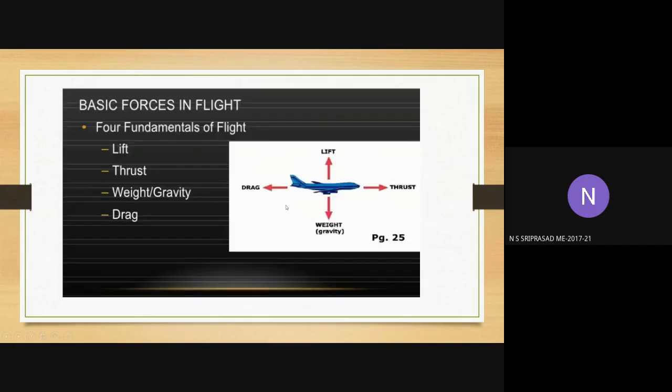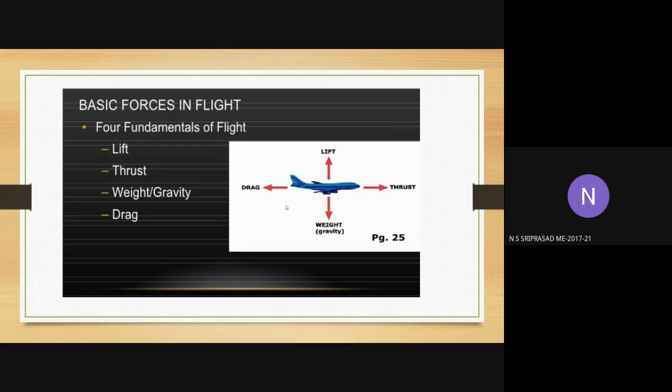Carrying on, we have the basic 4 forces in flight, that is lift, thrust, weight, and drag. So lift is the upward acting force, weight is downwards acting. Thrust is the force that pushes your vehicle forward. It's similar to the engine of a car. The engine gives your vehicle power and moves the vehicle forward. Similarly, in planes, it is called thrust, okay, instead of throttle or whatever.